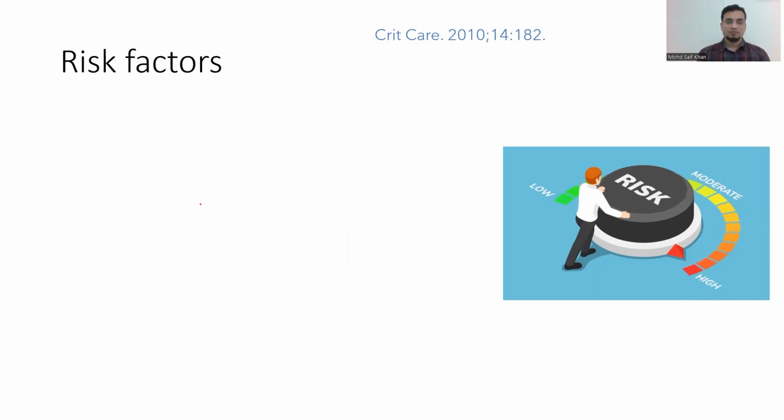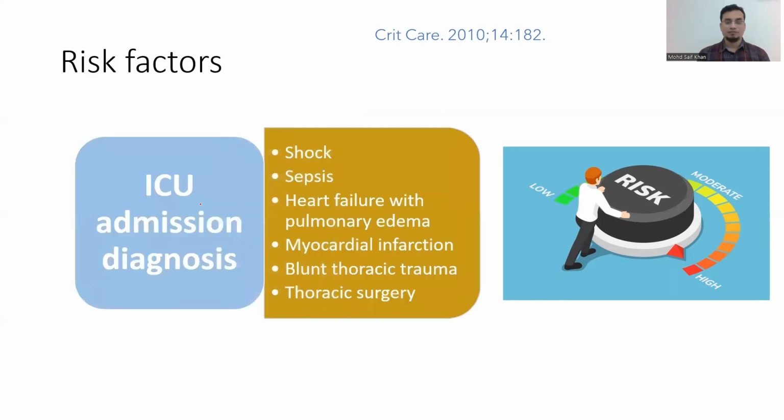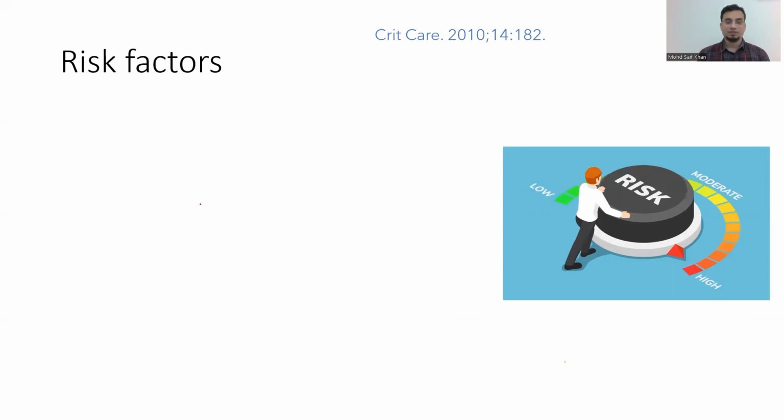What about other risk factors? There are some ICU admission diagnoses like shock, sepsis, heart failure with pulmonary edema, myocardial infarction, blunt thoracic trauma. This is very important. Any patient who has blunt thoracic trauma or thoracic intervention, the post-operative patients, these patients are also at higher risk of atrial fibrillation.